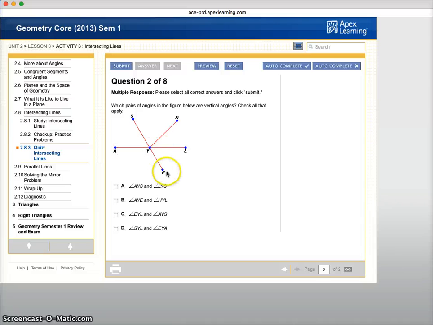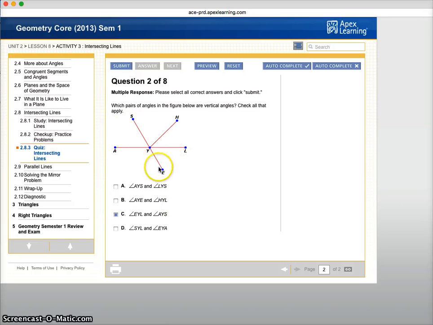How about AYE and HYL? Well, these are a little bit closer to being across from one another, but they're not mirror images, and this one's small and this one's big, so that's not going to work either. How about EYL and AYS? Now we're getting somewhere. Mirror images, congruent, share a vertex, yes.